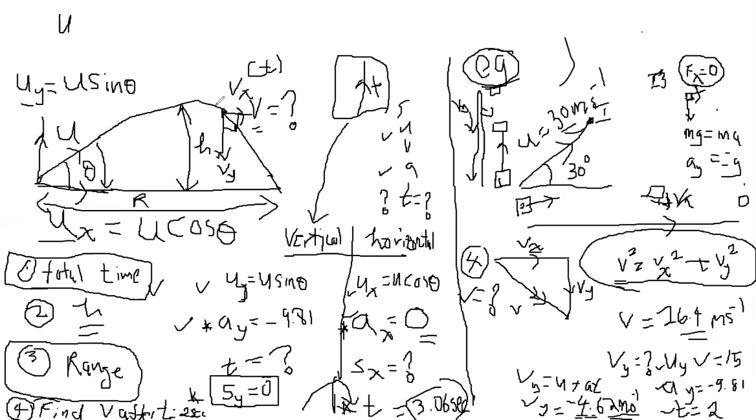Vx is always the same as Ux. That is not an issue. Vy is the one you have to calculate. For Vy, use Uy 15, Ay is always negative 9.81, and T is the time. You can find the Vy, then the Pythagoras theorem can find the V. 26.4 meters per second. It makes sense because it was launched at 30. On the way down, it should be smaller than 30, so 26.4.